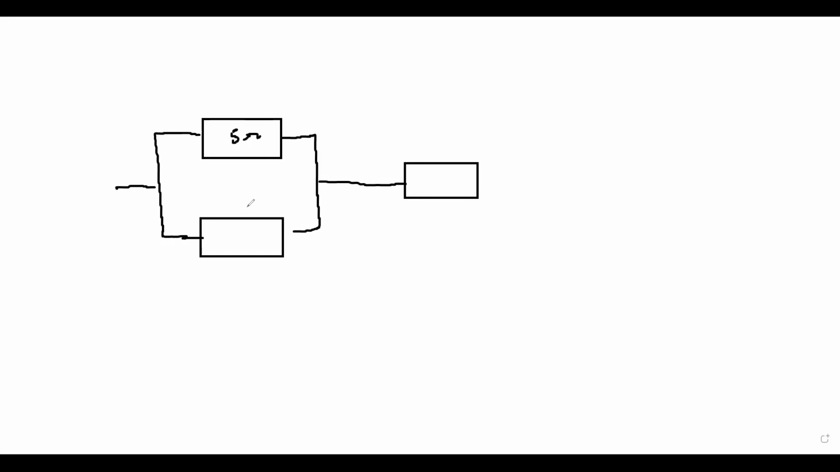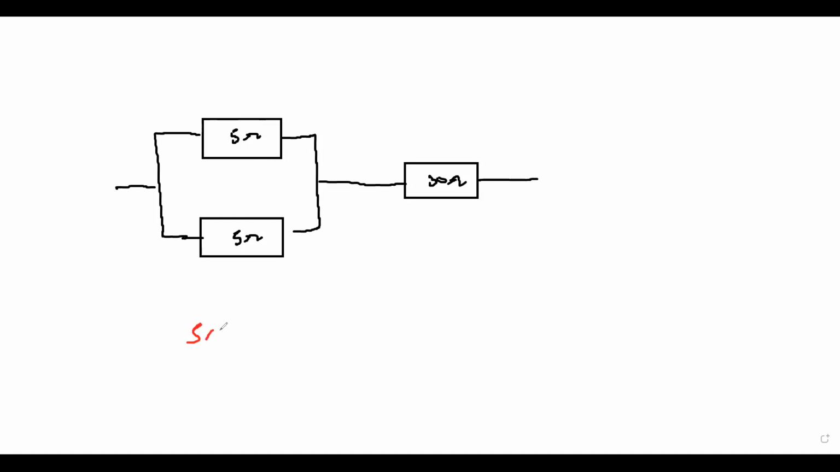So we have, for example, 5 ohm, 5 ohm, and then 30 ohms. As you can see, the first two are in parallel and then this 30 is in series. So first we should know the combined resistance of these two. What will be the combined resistance? It will be less than 5 because they're in parallel.